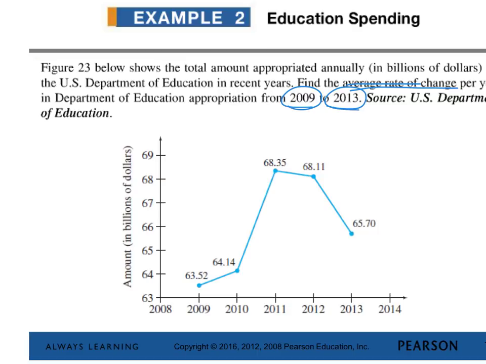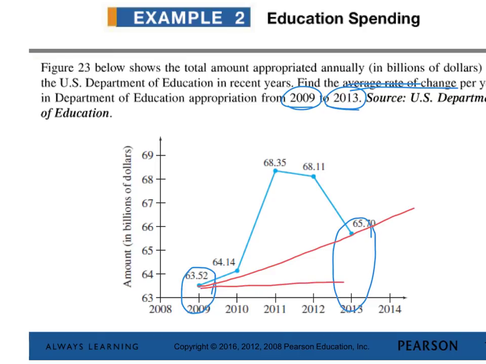So we see here that in 2009, the appropriation was $63.52 billion. And in 2013, it was $65.70 billion. And so in order to calculate that change, what we're actually going to do is try to connect up those 2 points with a straight line.